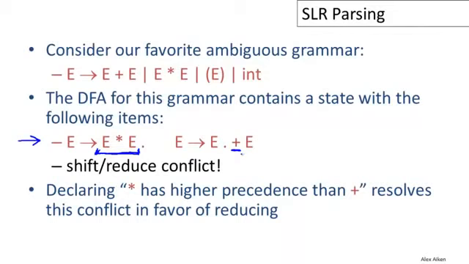When you're in this situation, should you reduce, thereby grouping the two E's together here, grouping the multiplication operation first, or should you shift the plus, in which case you'll be working on that first since it's at the top of the stack? So in this situation, the declaration that times has higher precedence than plus resolves the conflict in favor of the reduction. So we would not do the shift, and we would wind up with no shift-reduce conflict.